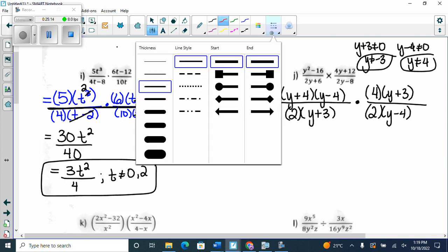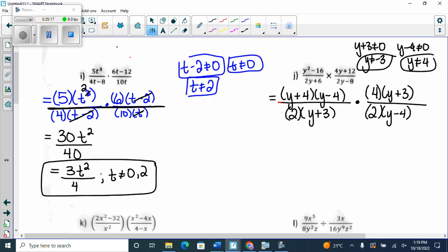Then I make a common numerator and a common denominator by drawing a really thick, big, long line. The y minus 4's cancel. The y plus 3's cancel. And you could see that the 4 and the 2 and the 2 cancel. If you don't see that, I do not care. Like I said, put the coefficients together, right? Don't overthink the problem. Just get rid of the variables. So now I have 4 and y plus 4. And then 2 times 2 is 4.